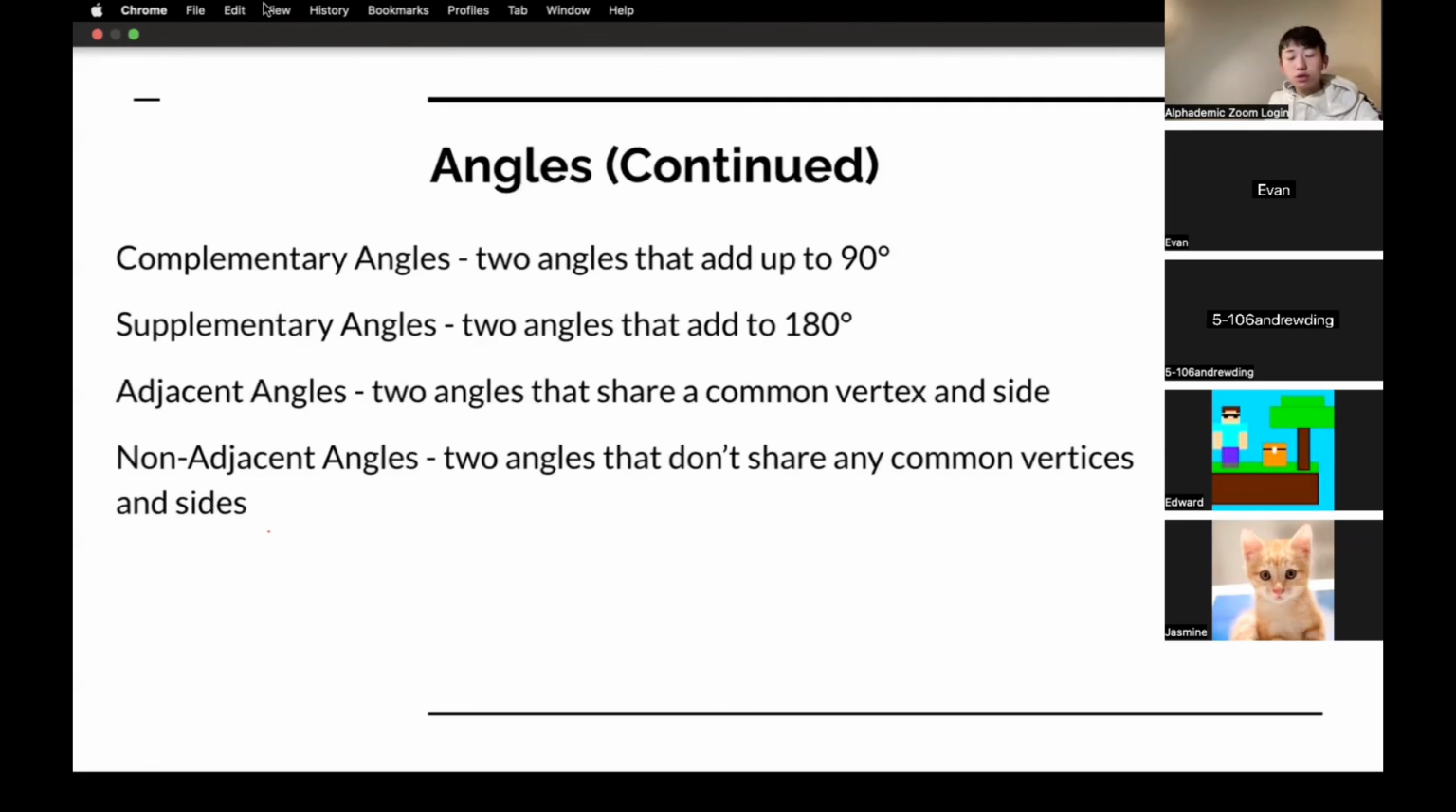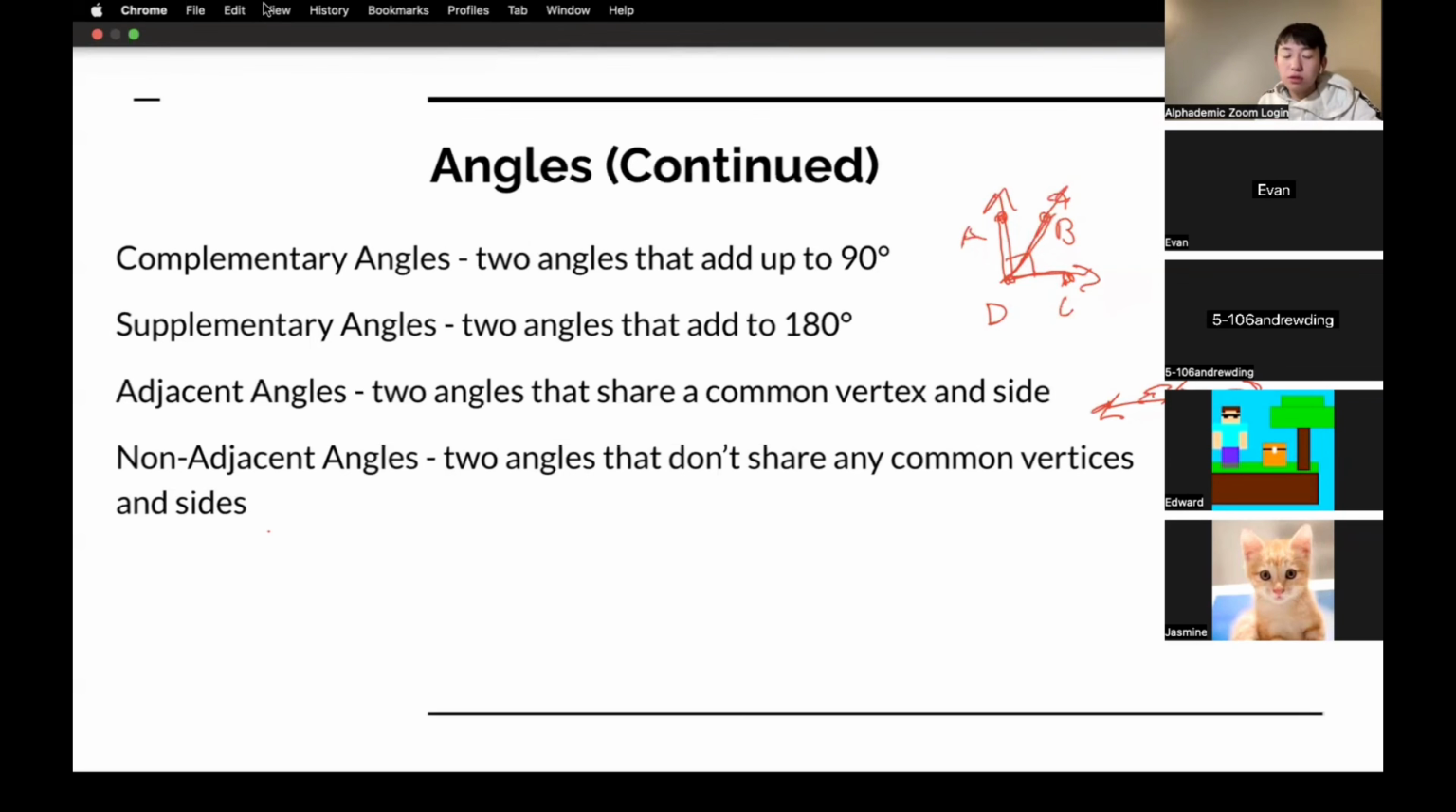So complementary angles are two angles that add up to 90 degrees. For example, like so, you have A, B, C, and D. So angle ABC and angle BDC are complementary. Supplementary angles are two angles that add up to 180. So like so, these two angles add up to 180.